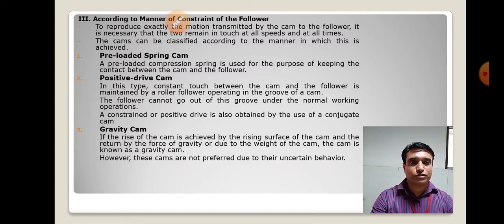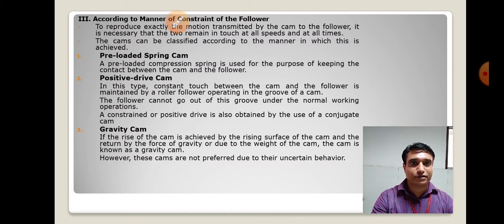In this type, constant touch between the cam and the follower is maintained by a roller follower operating in the groove of a cam. Means in this type of cam we generate a groove, and in this groove the follower oscillates or reciprocates according to the shape of the groove. The follower cannot go out of this groove under normal working operations. Means the follower is not allowed to move out of the groove. In these circumstances, a constraint or positive drive is also obtained by the use of a conjugate cam. This is very important to understand.